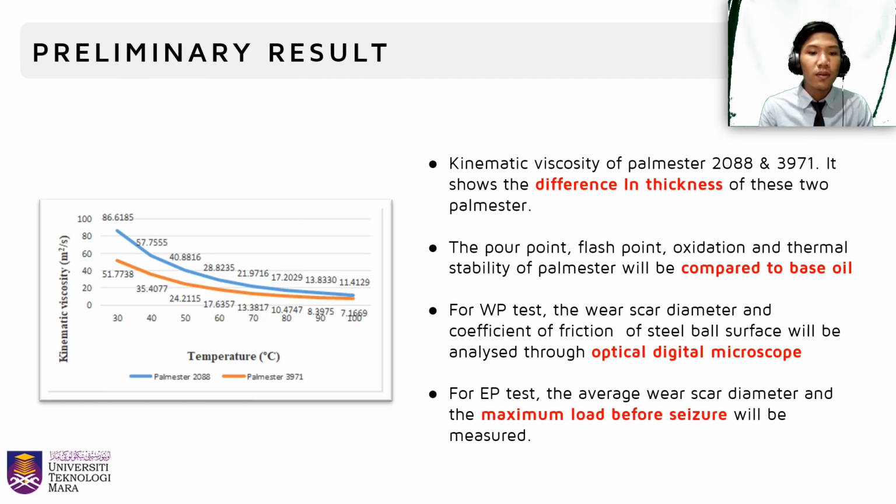In the wear preventive test by the 4-ball tester, the wear scar diameter and coefficient of friction of the steel ball surface will be analyzed through an optical digital microscope, while in the extreme pressure test, the wear scar diameter and the maximum load the oil can take while maintaining its properties before seizure will be measured.